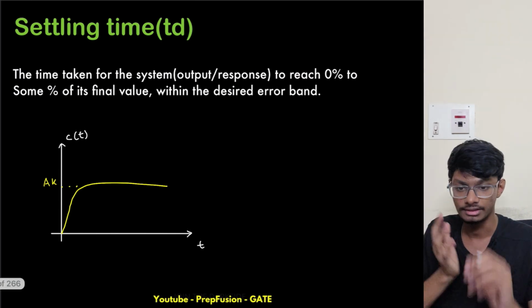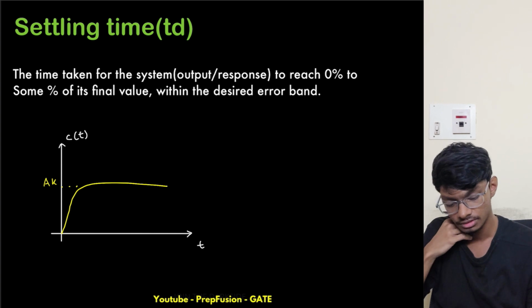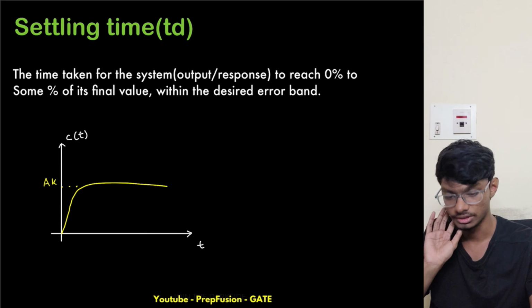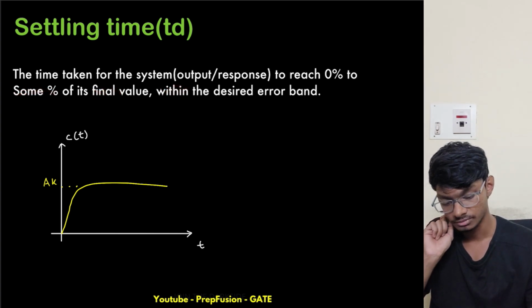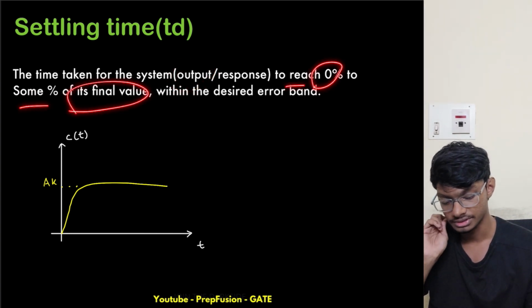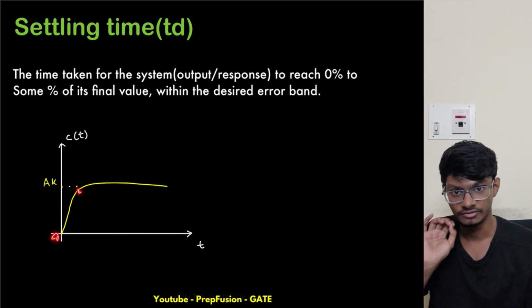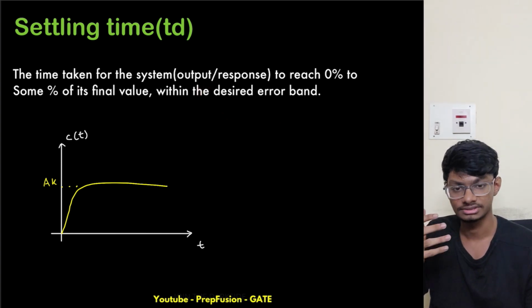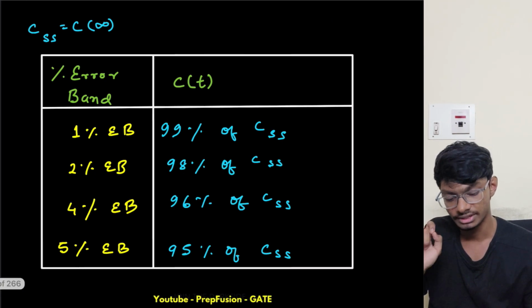Now let's go for the other parameter. This is the last parameter, which is the settling time. So what does the settling time mean? Settling time has multiple definitions, so we'll go according to that. The standard definition I will say to you first: the time taken for the system output to reach from 0% to some percentage of its final value is known as the settling time. Now what this says is that we have to be within the desired error band, whatever it has asked us to. So what is the desired error band?